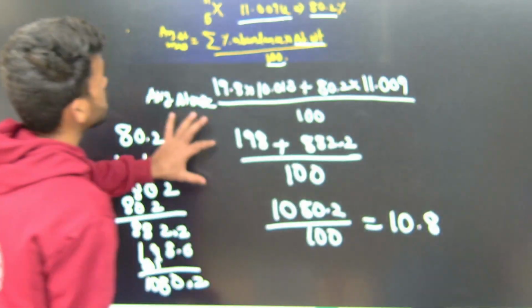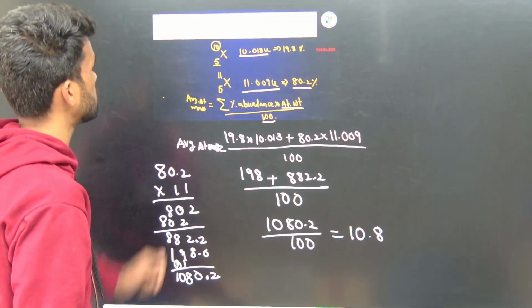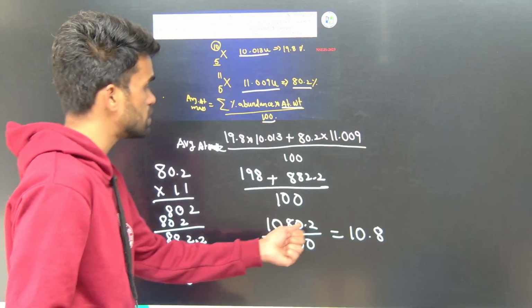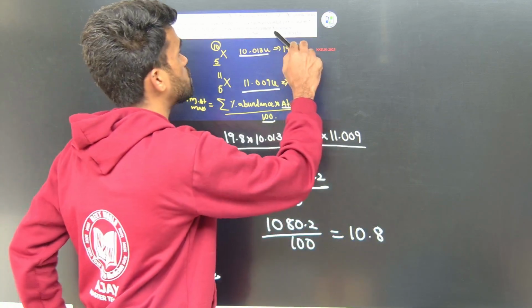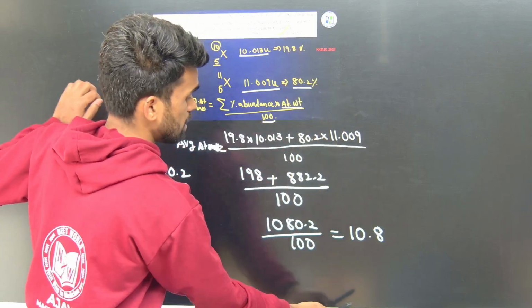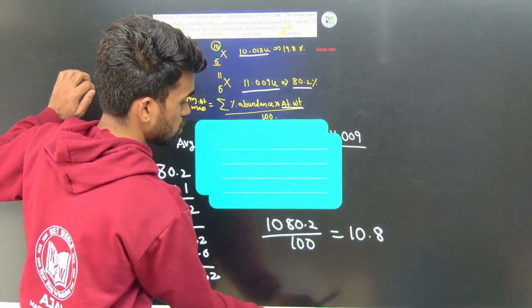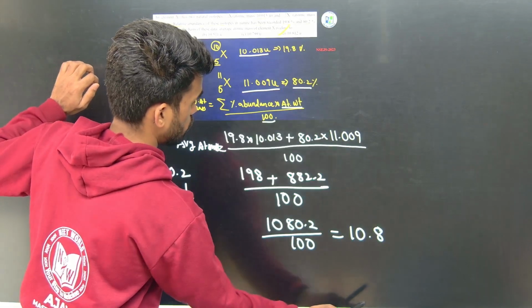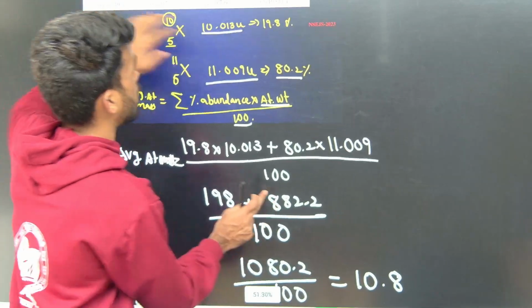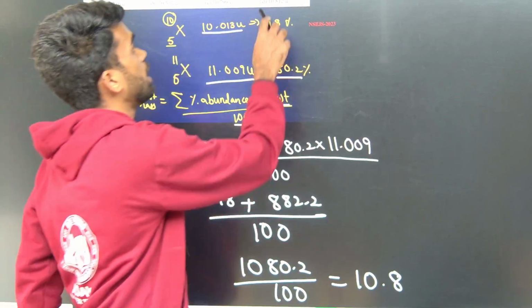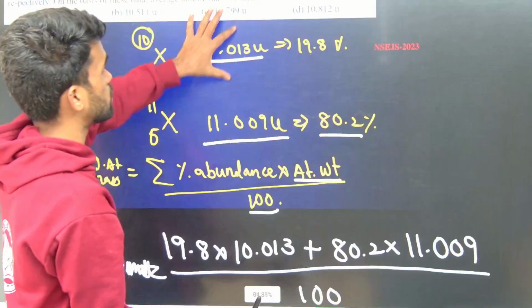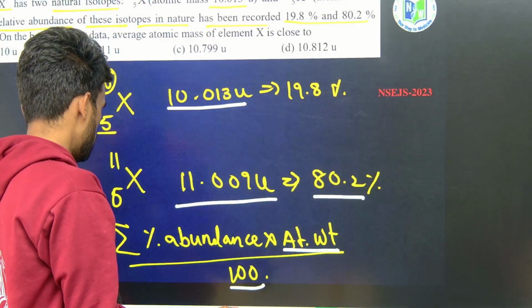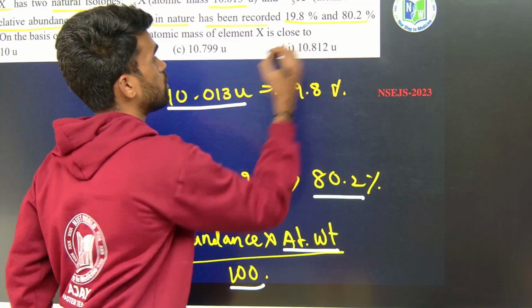Okay, just check the options, do we have any option? Yes, 10.812, which is greater than 10.8, so we have option D. So we can go with option D as our answer, which is 10.812. So your option D will be the perfect answer for this particular question. Yeah, so this will be your answer.